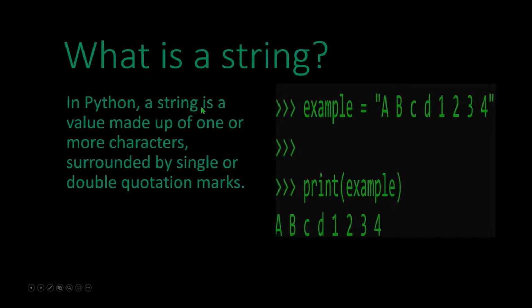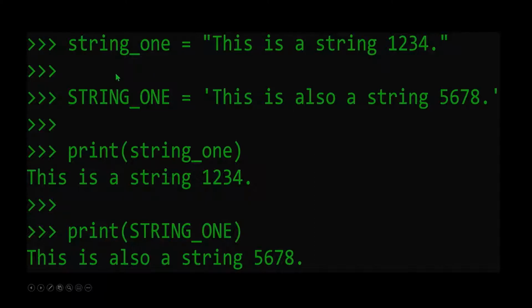So what is a string? In Python, a string is a value made up of one or more characters, surrounded by single, double, or even triple quotation marks. If you look at the variable on the right called example, you'll see that we assigned a string value to it because we surrounded it in double quotation marks. When we print the variable example down at the bottom, we get the string value with no quotation marks around it.